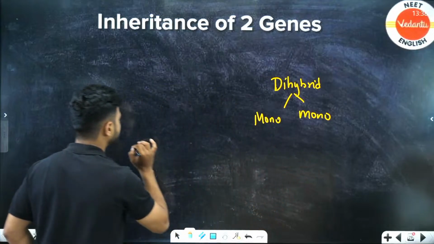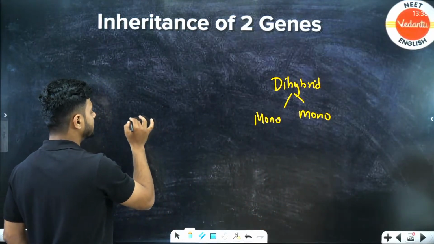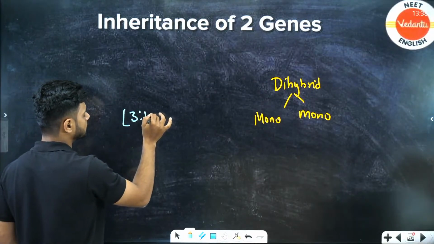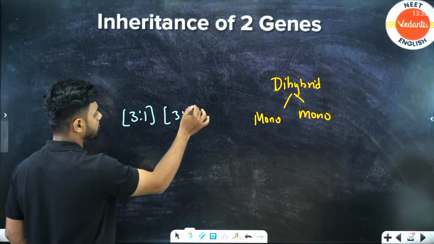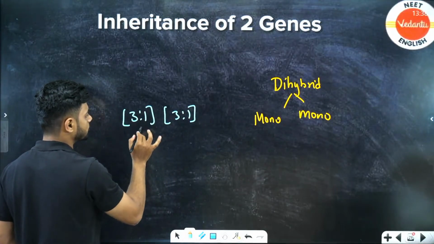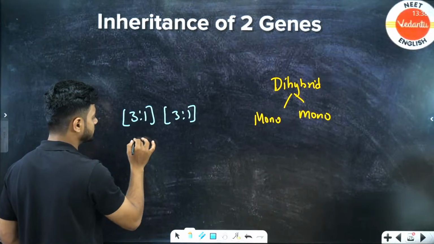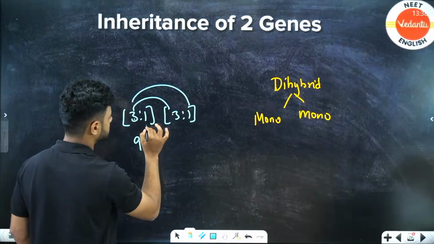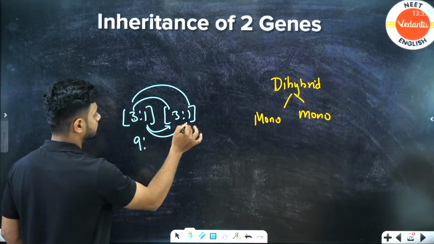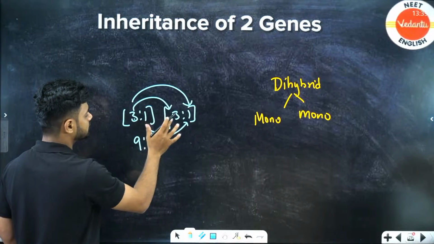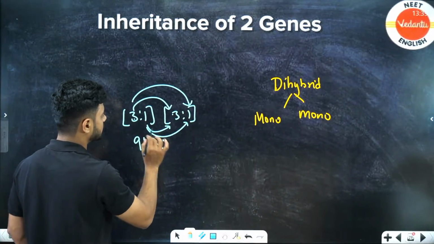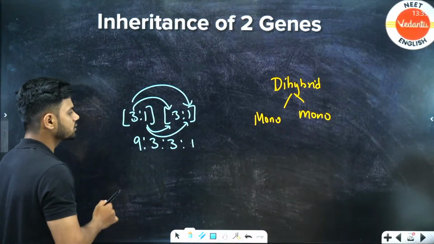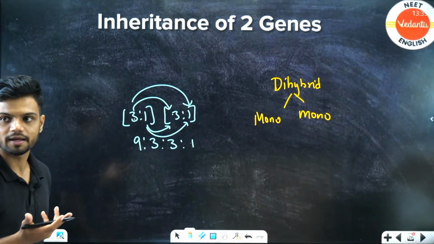For example, listen. Tell me the phenotypic ratio in the case of monohybrid. 3:1 and 3:1. Do the multiplication. 3 into 3 is 9. 3 into 1 is 3. 1 into 3 is 3. 1 into 1 is 1. 9 is to 3 is to 3 is to 1. Done.